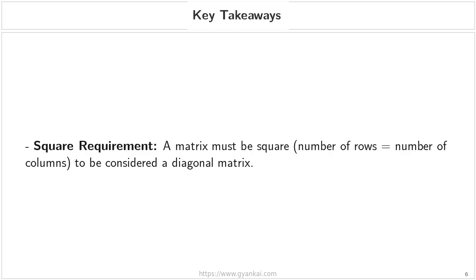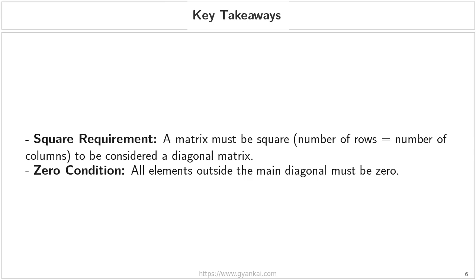Key takeaways. First, let's revisit the square requirement. As we established at the beginning, a matrix must be square, meaning the number of rows must be exactly equal to the number of columns to even be considered for the category of a diagonal matrix. Second, we have the 0 condition. This is the most critical rule. Every single element located outside the main diagonal must be 0. If even one element off the diagonal is a non-zero number, the matrix is no longer diagonal.